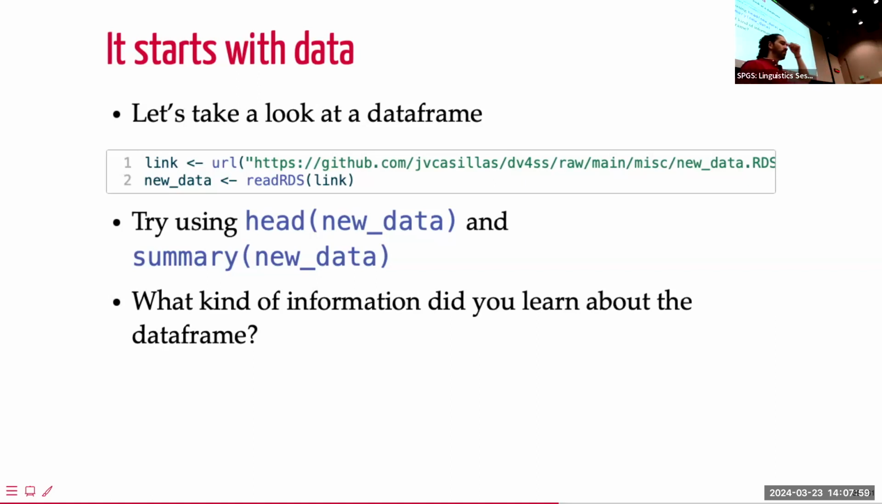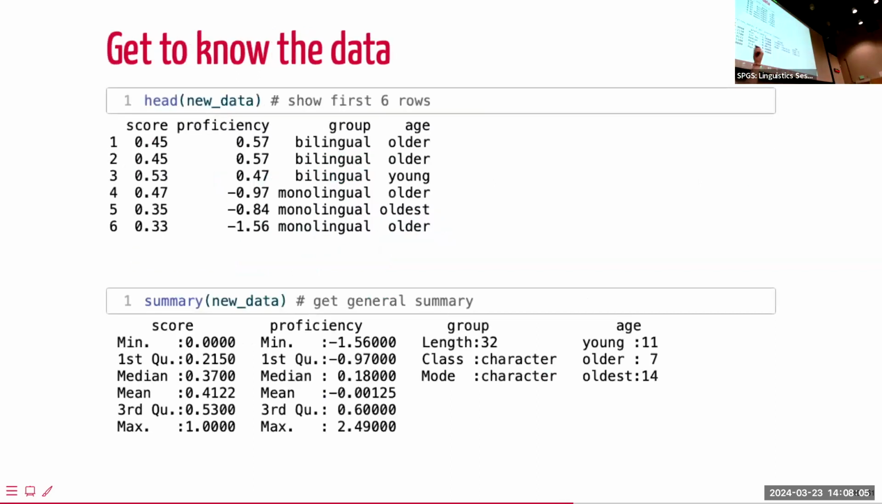Okay, cool. I'm not asking as a fake question. I really don't remember. I probably put it on here. Yeah, there it is right there. Okay, so we use head and it just gives us the first six rows. We can see we have one column called score, another called proficiency, group, bilingual, model, age, older, younger. Okay, cool. We've got some information. This is fake data, not from a study or anything. I just made it up, so I thought, okay, this will work.